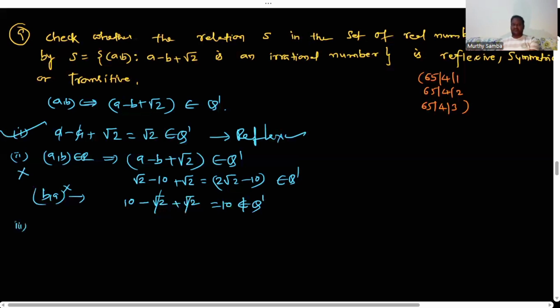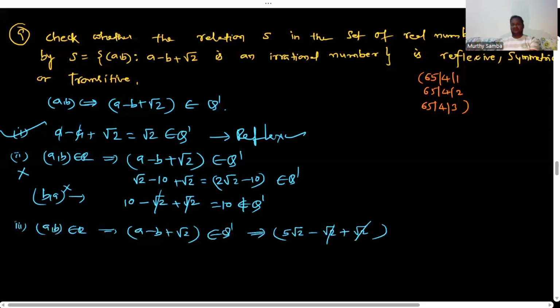In the case of transitive relation, let me take (a, b) belongs to R. It means a minus b plus root 2 is an irrational number. To show this, I would like to take a equal to 5 root 2 and b equal to root 2, and c is anyway root 2 only. So 5 root 2 minus root 2 plus root 2 is equal to 5 root 2. This is purely an irrational number.